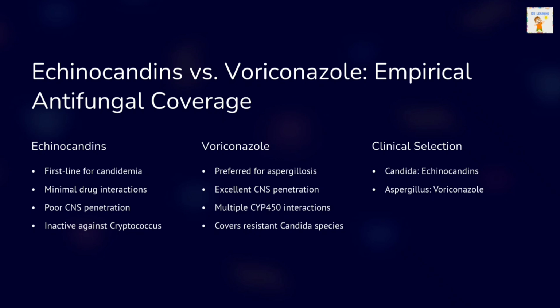So in terms of selection, if we are suspecting Candida, which is more likely in bloodstream infections and peritonitis, we should consider echinocandins for a sick patient like ours. And if we are suspecting Aspergillus, which is more commonly seen in the lung infections, we should consider voriconazole.